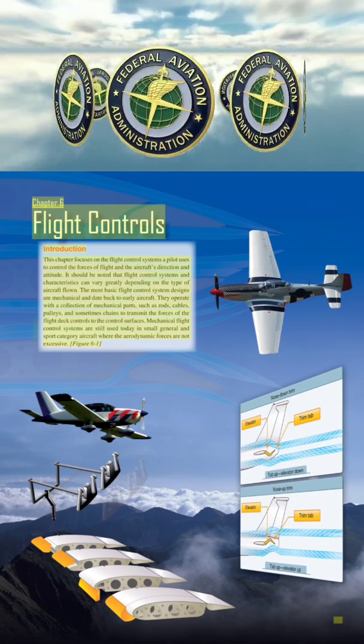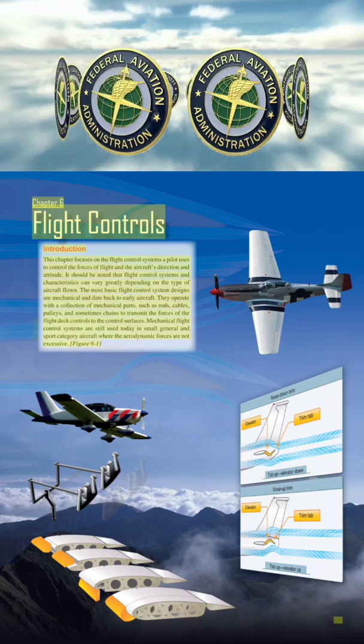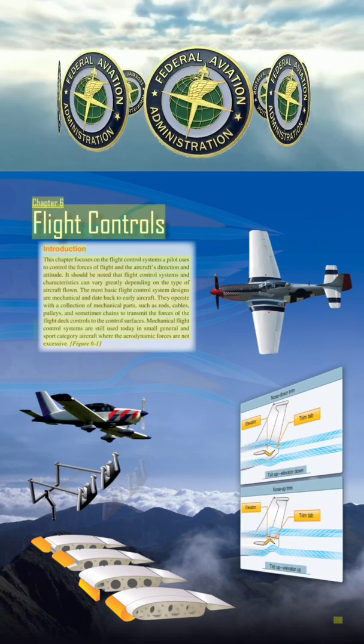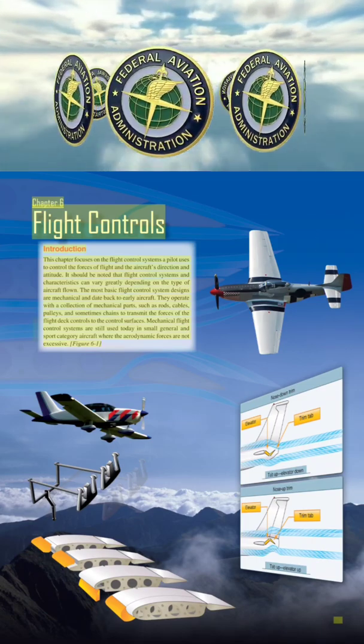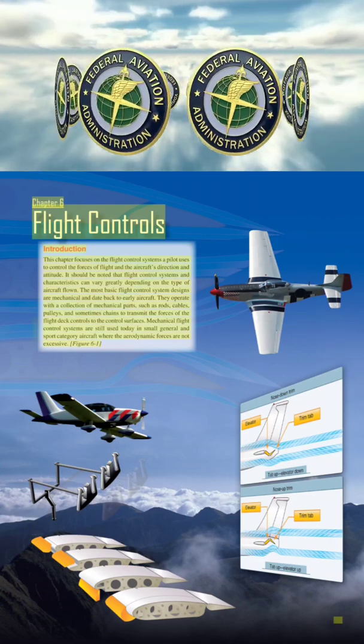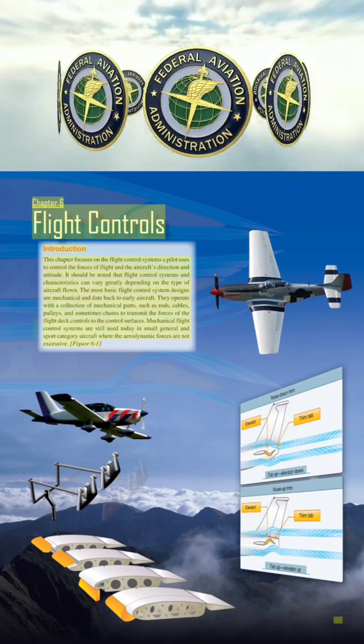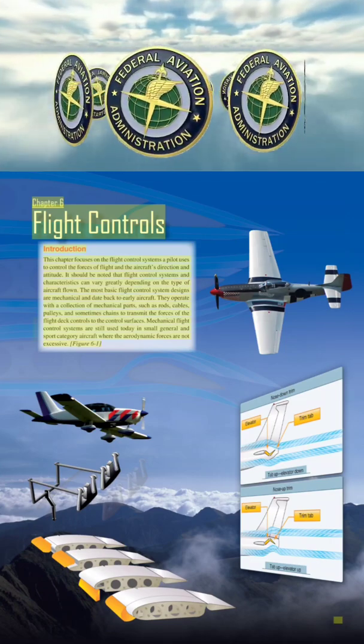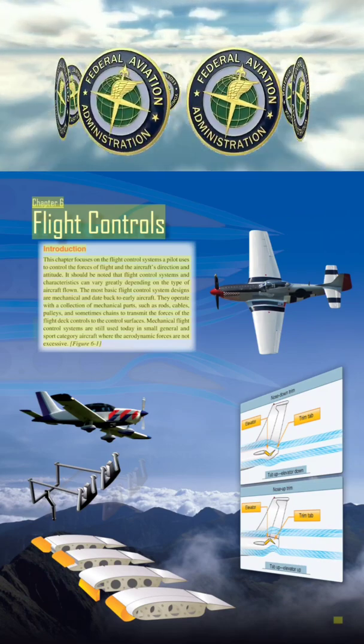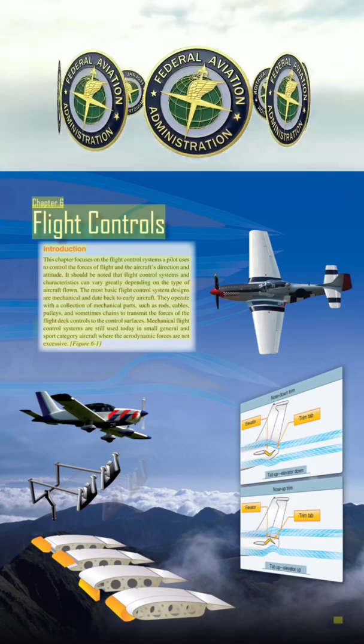They operate with a collection of mechanical parts, such as rods, cables, pulleys, and sometimes chains to transmit the forces of the flight deck controls to the control surfaces. Mechanical flight control systems are still used today in small general and sport category aircraft where the aerodynamic forces are not excessive.